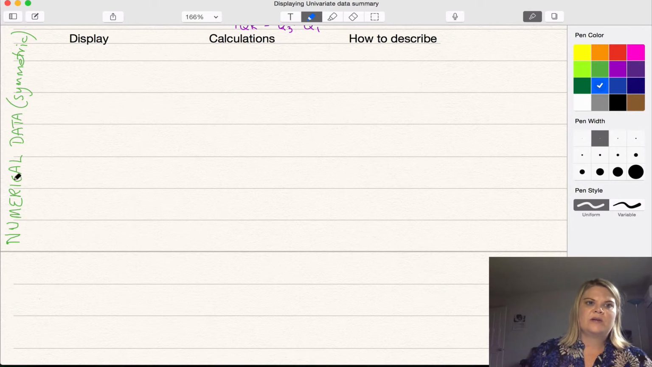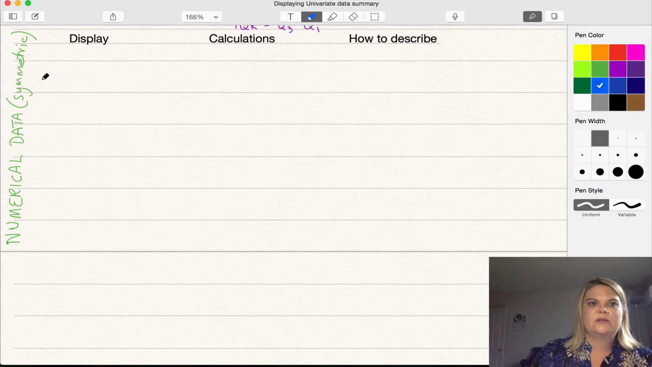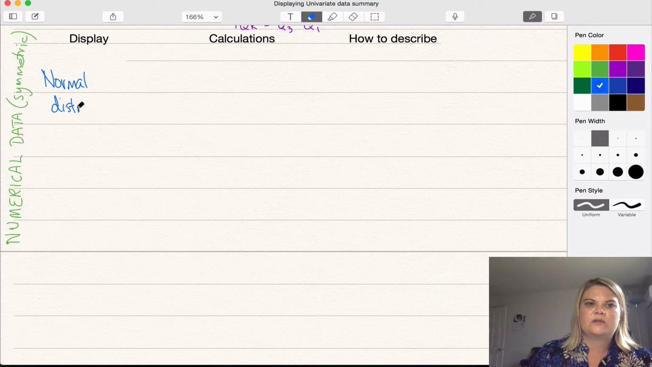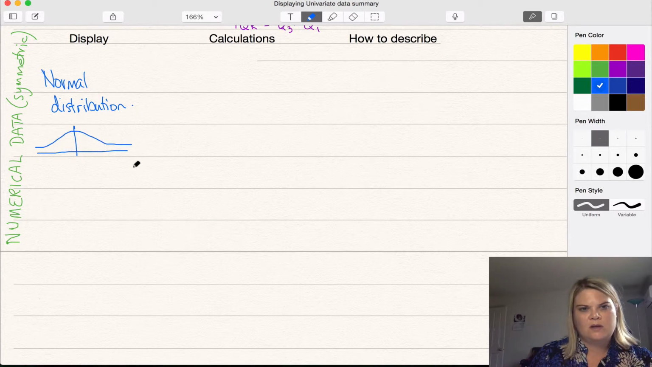If we have numerical data that is symmetric, then we're best to use the normal distribution. This only works with symmetrical data, does not work with skewed data. Normal distribution is useful for data that looks like this, with a tail going down at each end and a nice, sometimes it's called a bell-shaped curve.